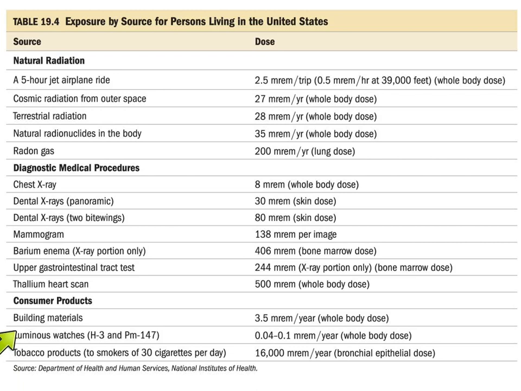Consumer products: building materials, luminous watches, tobacco products. So somebody who smokes 30 cigarettes per day, 16,000 millirems per year. That's just way higher. Until I looked at this, I did not realize that smoking tobacco exposed you to more radiation. Did you know that? Did you? Good for you. I'm glad somebody knew that. That is not something they're publicizing on television. People are all bent out of shape about radiation, but nobody mentions that.